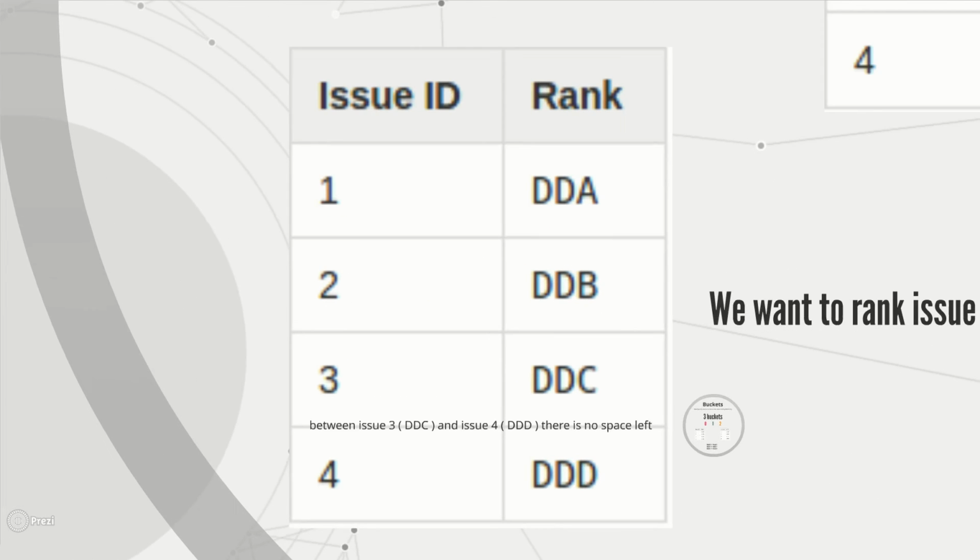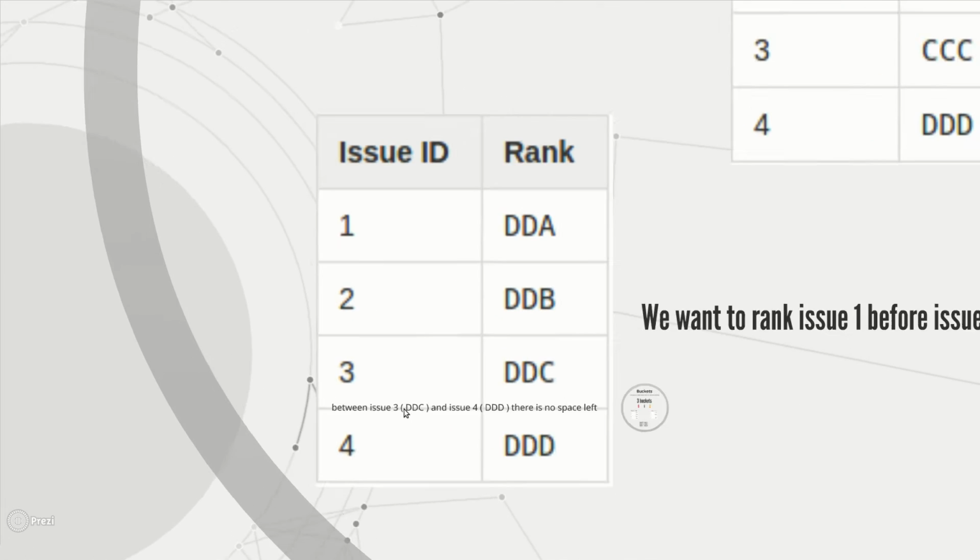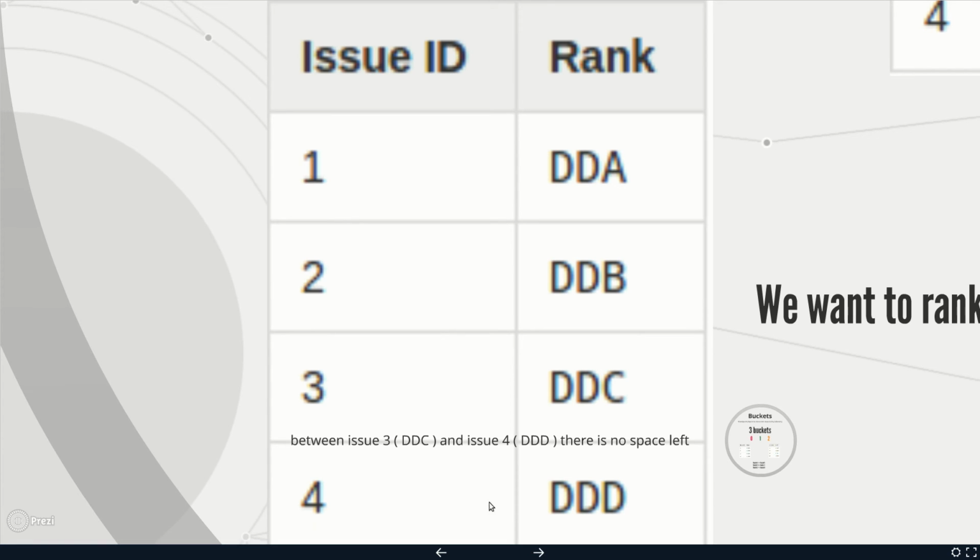A detail on how this works: let's refer to this table here. Let's say I want to rank issue 1 before issue 4. Currently the ranking is DDA, DDB, DDC, DDD. There's no space left between DDC and DDD for me to put issue ID 1 here, because I will be changing the ranking, but there's no more space. So we need to make a space between issue 3 and 4 by performing the balancing. This means we need to reshuffle all the values again in order to assign issue ID 1 a suitable rank that will place it between these two issues.